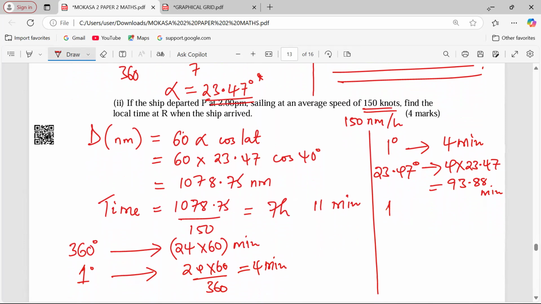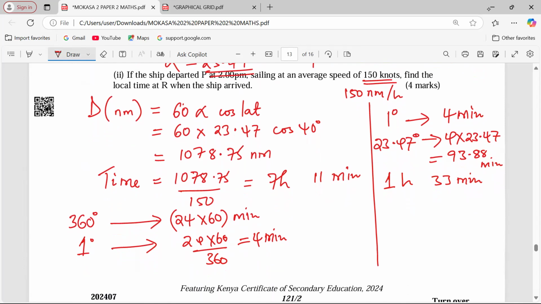We have 1 hour, 60 minutes. Then we will have 33 minutes remaining. We will not express the seconds part, because seconds will not feature in the watch. So we have 1 hour, 33 minutes. So in this case, we are supposed to know that the place R is ahead in time by 1 hour, 33 minutes.